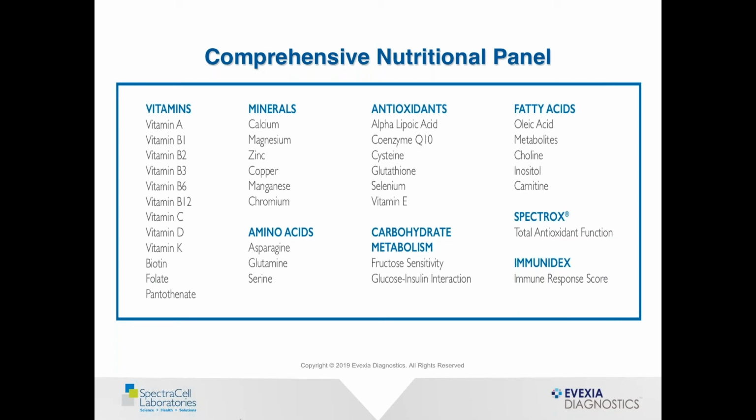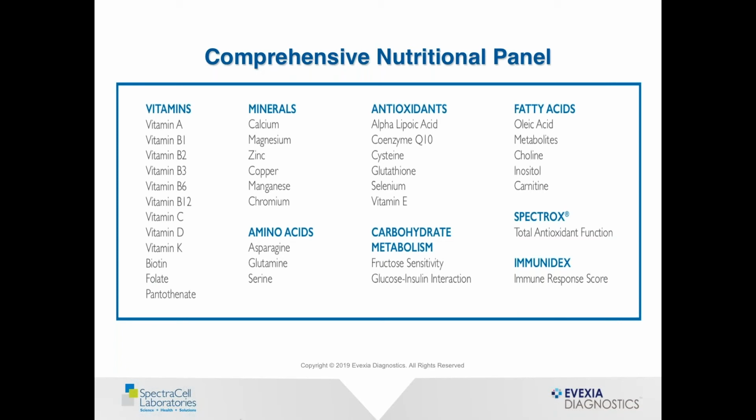There's carbohydrate metabolism. It looks at fructose sensitivity and an interaction between glucose and insulin. And by the way, when you're looking at that as well, remember chromium could fall under that as well, because we need that for the insulin receptor for glucose to the cell to open up and get glucose into the cell. Here's a list of some fatty acid, particularly oleic acid, that's omega-9. Some metabolites, looking at choline, inositol, carnitine, which is needed for fatty acid metabolism through beta oxidation.